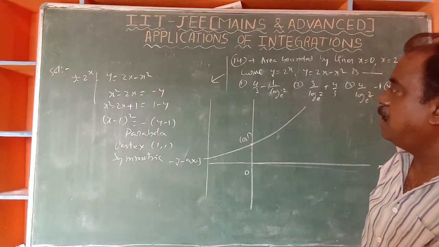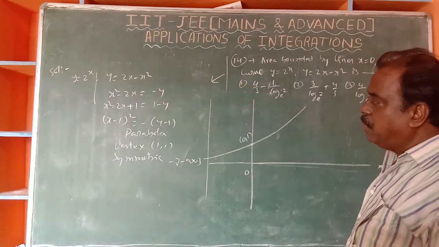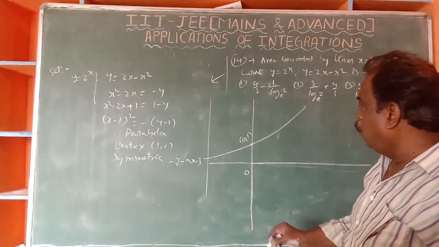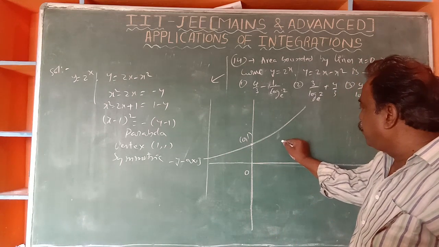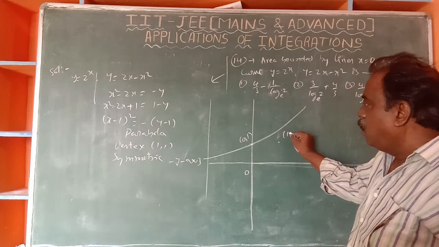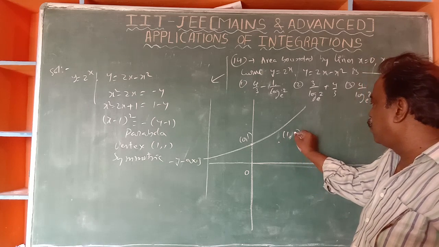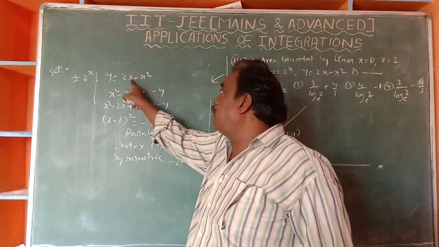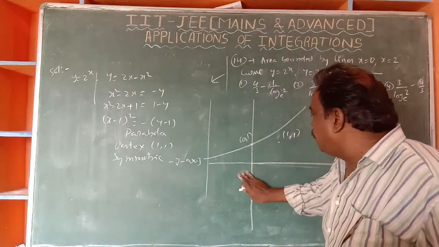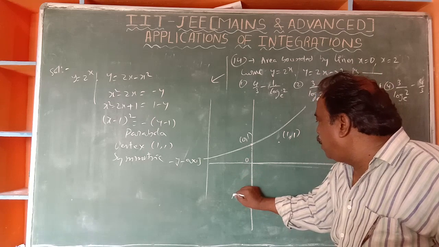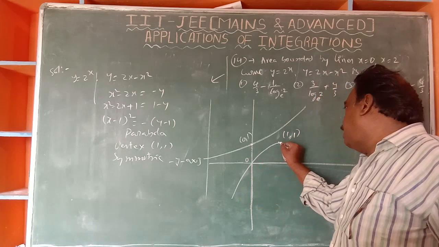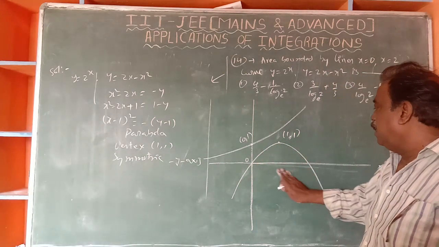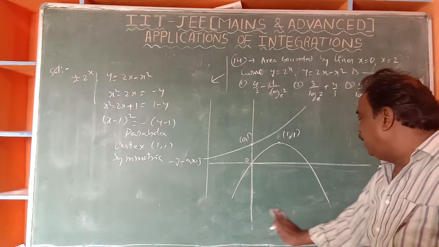And here it is a parabola. It is symmetric to the negative y-axis and whose vertex is (1, 1). You see, here is (1, 1), the vertex. And when x = 0 in the second curve, y = 0, so it is passing through the origin and through the vertex at (1, 1). And this is actually the curve.